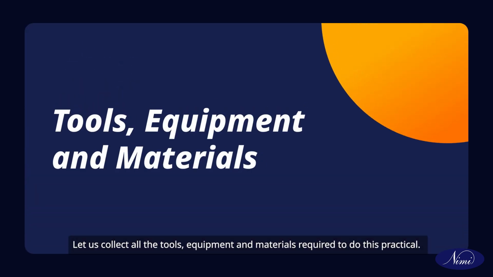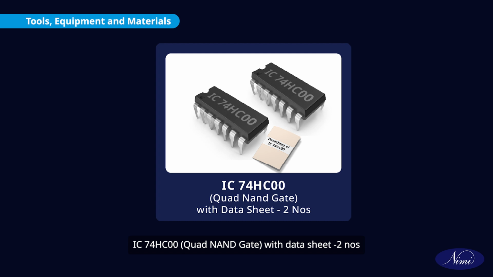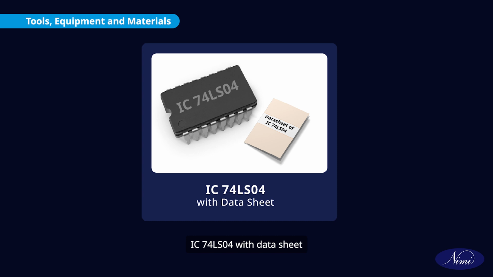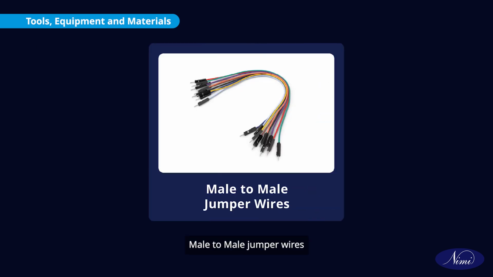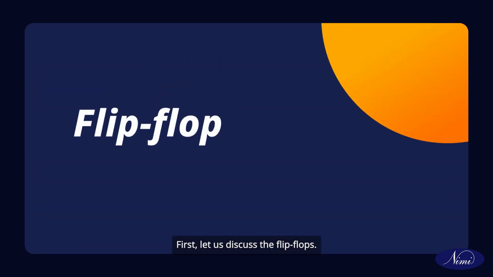Let us collect all the tools, equipment and materials required to do this practical. Digital trainer kit with user manual, IC74HC00 quad NAND gate with datasheet, 2 number. IC74LS10 3 input NAND gate with datasheet. IC74LS04 with datasheet. IC74LS76 JK flip-flop with datasheet. Male-to-male jumper wires. Magnifying lens.